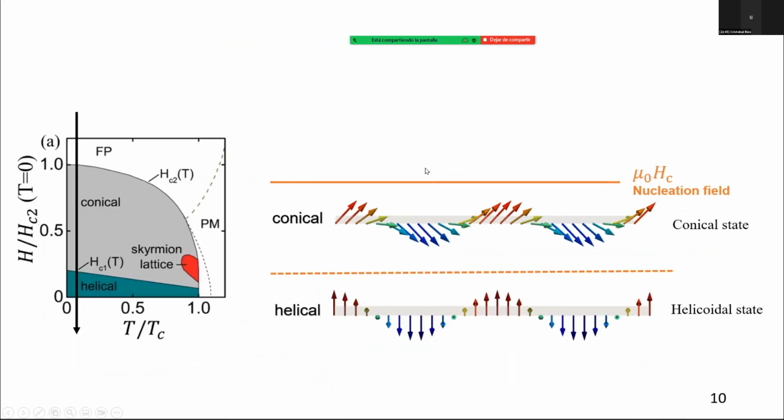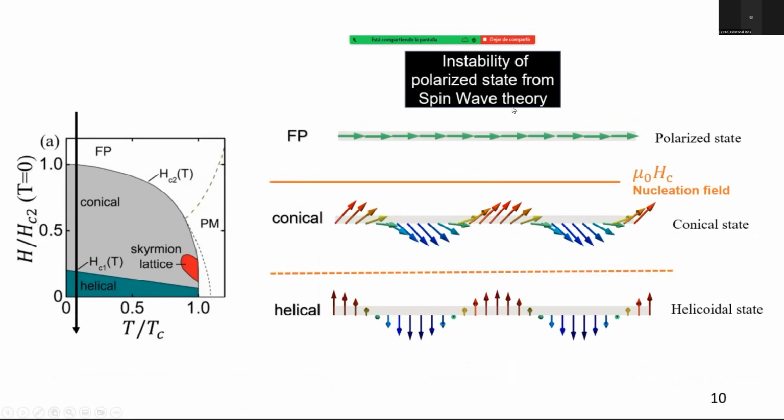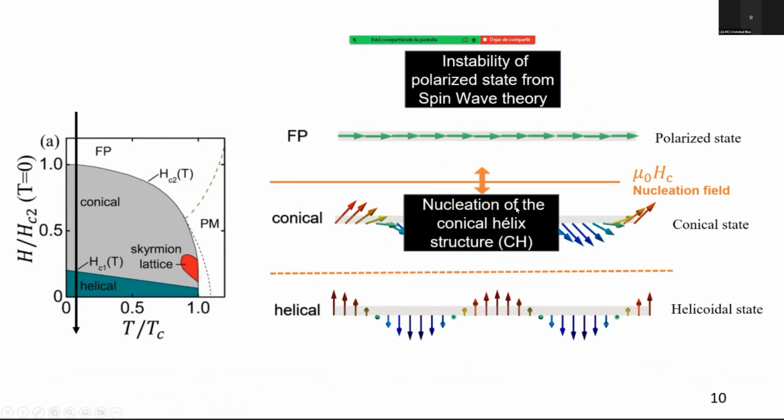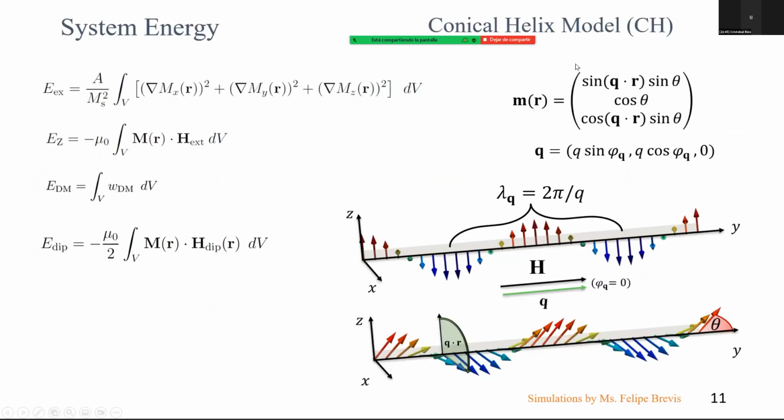So here we are going to study the instability point of a polarized state from the spin wave theory and connect it with the nucleation of the conical helix structure in a ferromagnetic thin film with the presence of the DMI, since the DMI produces this type of magnetic textures. At the right, we have the conical helix model proposed, where Q is the wave vector of the conical helix and is related to the period of the magnetic textures. And to the left, we have the system energy: the exchange energy, the Zeeman energy, the DMI, and the dipolar interaction.